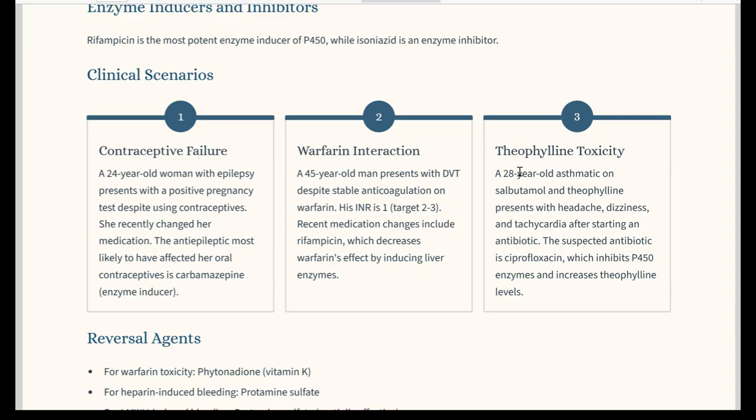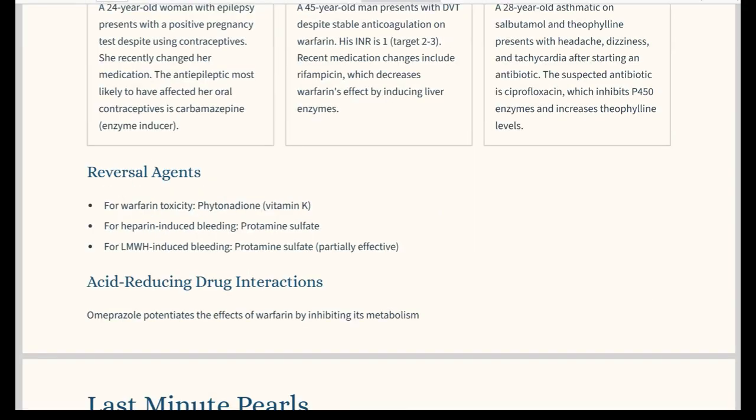So 28-year-old asthmatic on salbutamol and theophylline presents with headache, dizziness, and tachycardia. After starting them on antibiotics, the suspected antibiotic that is causing all of these symptoms is ciprofloxacin. Why? Because it is inhibiting your cytochrome P450 enzymes, and the levels of theophylline are increased because of it. Okay? These are all your reversal agents here.